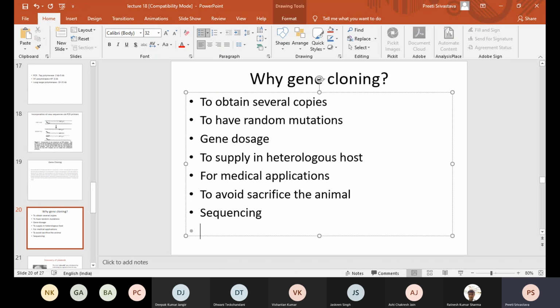Sequencing is also used many a time. These days next generation sequencing platforms are available, but shotgun cloning is done for whole genome sequencing. So I'll be teaching you how gene cloning is useful for sequencing. But let's first start with gene cloning. What is gene cloning and how do we do that?